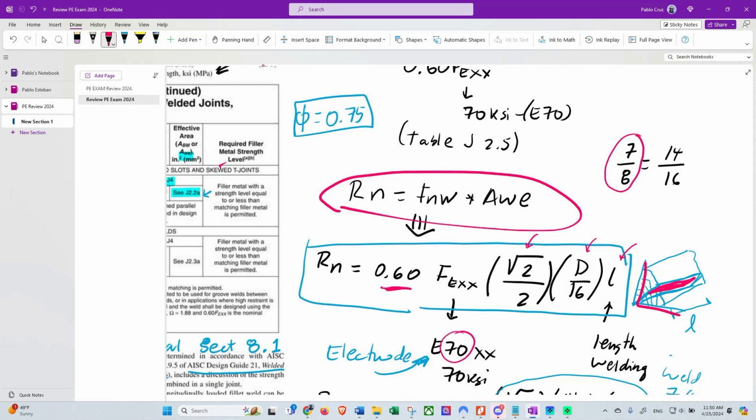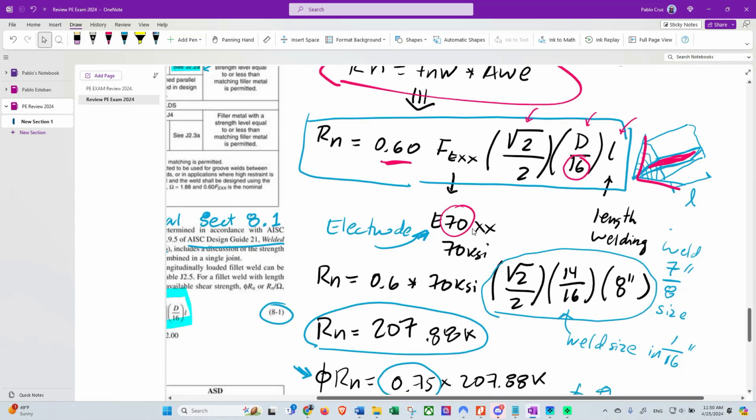7/8 of an inch, but we need to put that in 16ths. So that means it's 14/16. D is gonna be 14 in this case. And we have the L value, which is just the 8 inches, the length of the welding, right? So we just plug and chug: 0.6 times 70 KSI times square root of 2 divided by 2 times 14/16, the weld size in 1/16 of an inch, times 8 inches, right? So that's equal to 207.88 kips.